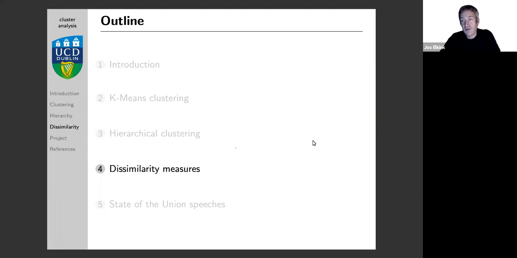Now, both, whether we do k-means clustering or hierarchical clustering, assume that we can somehow calculate the distance between two points, given those variables. I do not want to dwell on this, and I will not talk too much about it. I just want you to be aware that this matters.